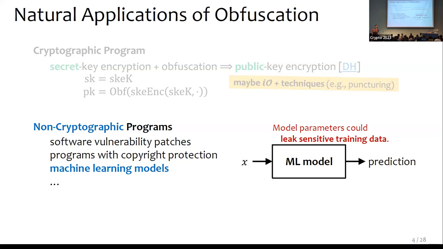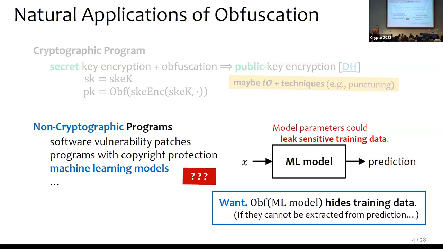Studies have shown that the training data, which are often sensitive information, can be extracted by reading the model parameters. Now, suppose the model does not leak the training data from its input-output behavior. Can I obfuscate the model so that the obfuscated version also hides the training data? It's unclear whether I/O achieves this security.